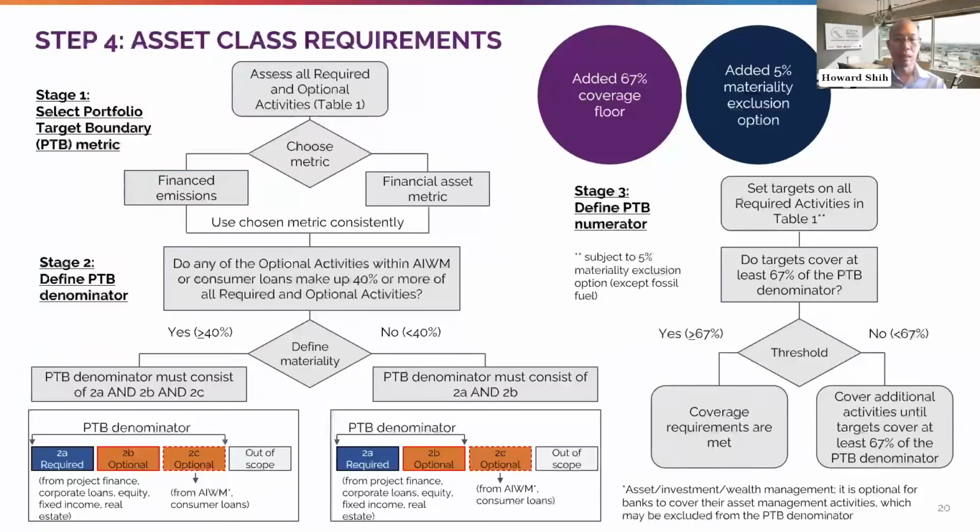So given that this is a new criteria, we can pause for some questions here. Nate, maybe I'll give this one to you. Is this 67% requirement and 5% exclusion option a V2 update?